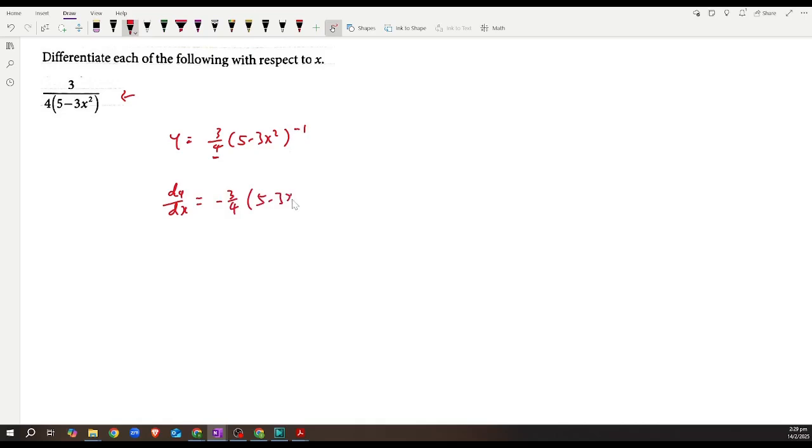Keep the bracket the same. Subtract 1 from the power. So it's going to be negative 2, because negative 1 minus 1 is negative 2, right? And then now you're going to multiply by whatever you differentiate inside this bracket. Okay? So you differentiate 5 is 0. You differentiate negative 3x squared, you're going to bring the 2 down, you're going to get negative 6x. And the power is going to reduce to 1.